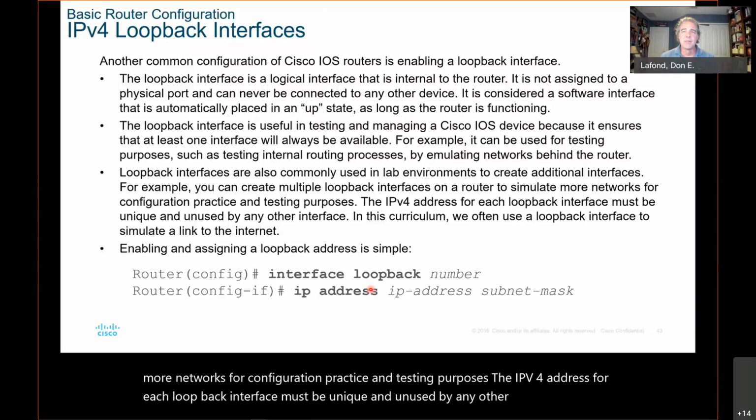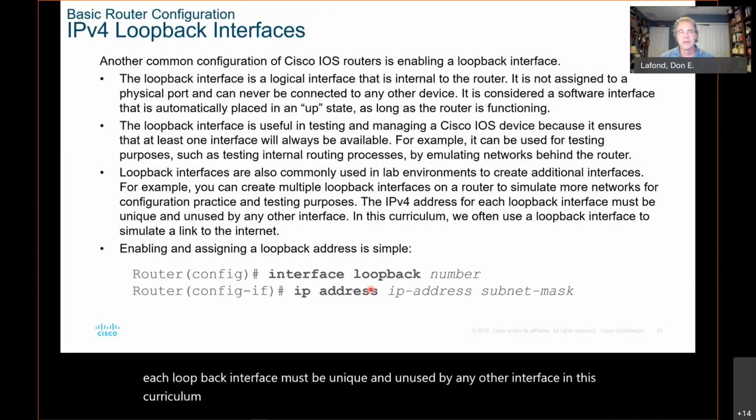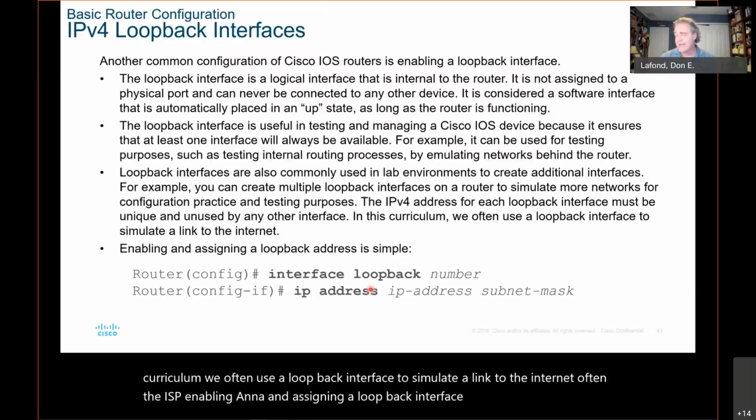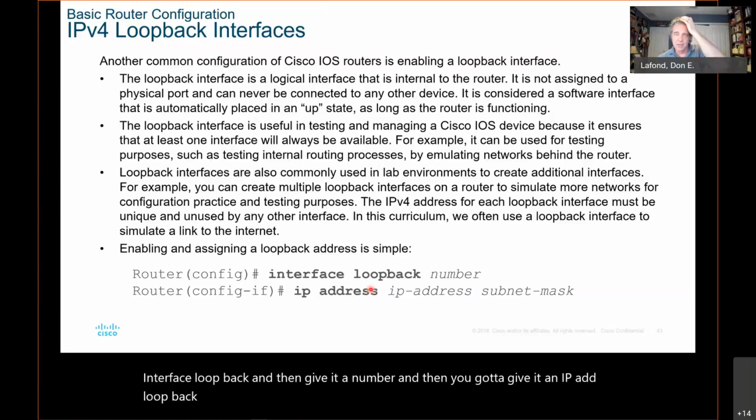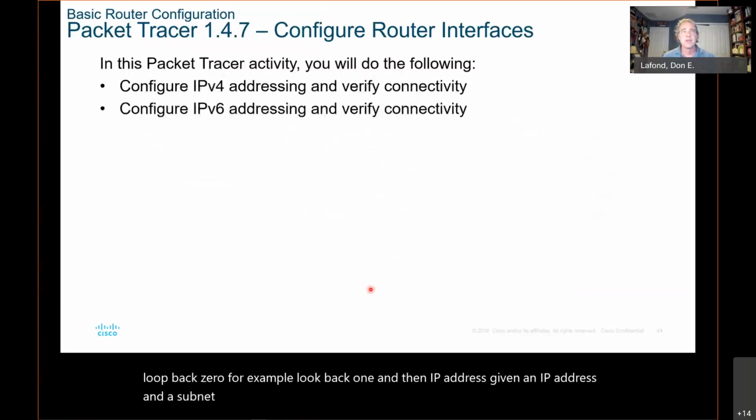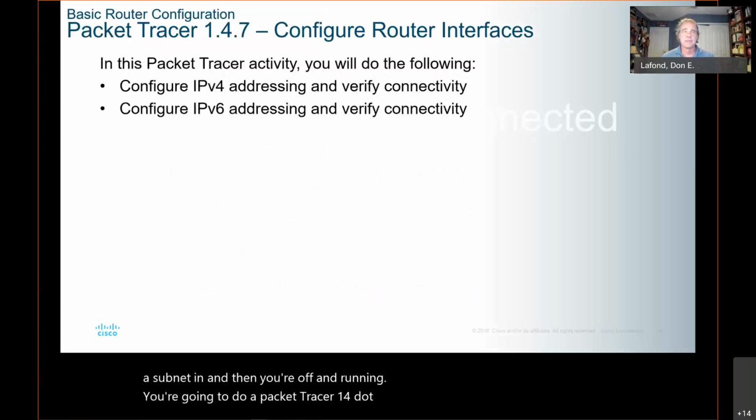In this curriculum, we often use a loopback interface to simulate a link to the internet, often the ISP. Enabling and assigning a loopback interface is simple. Interface loopback and then give it a number, for example, loopback 0, loopback 1. And then ip address, give it an IP address and a subnet, and then you're off and running. You're going to do Packet Tracer 1.4.7, configure router interfaces.